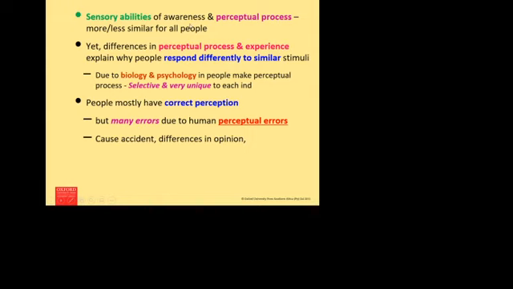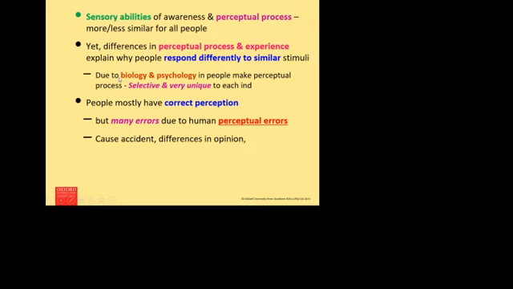The sensory abilities and awareness of healthy individuals are basically more or less the same. However, there are some differences in perceptual process and experience. This explains why people understand differently even though they see the same thing. When we see the same thing as many others, we may understand it differently because of our perception. Our brain tends to interpret differently from others, but our senses basically see the same thing.